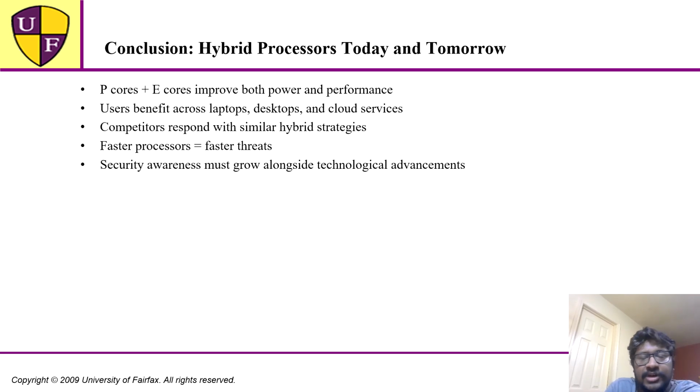The hybrid processor today and tomorrow. To make a hybrid system work, Intel created something called Intel Thread Director. This is a smart technology built into the processors. It analyzes what the computer is trying to do in real time and assigns each task to either a P core or an E core. It uses AI based telemetry to decide.